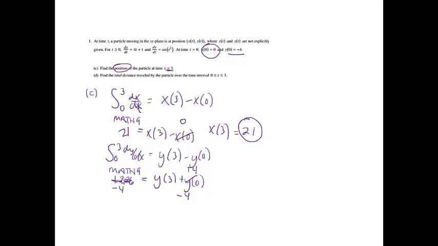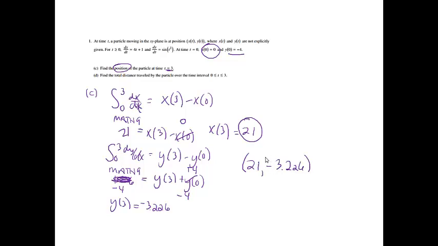When I do that, I should end up getting y of 3 equal to negative 3.226. So when it asks for the position of the particle, the position is 21 comma negative 3.226.